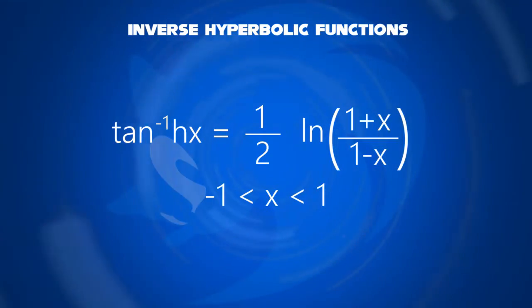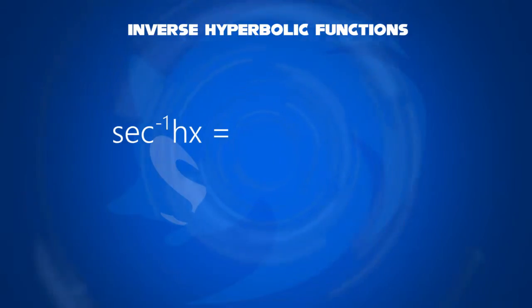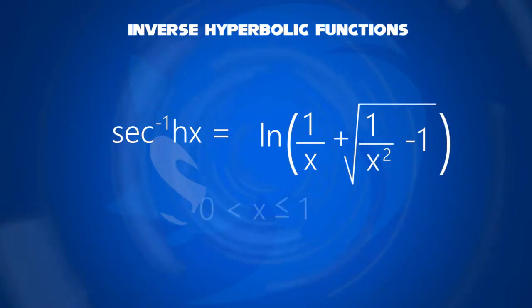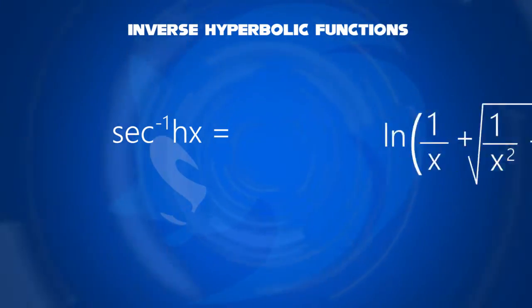The first three are normal hyperbolic values, then the other three have reciprocal hyperbolic values, actually applying arc functions. Next, inverse sech x equals natural log of 1 by x plus square root of 1 over x squared minus 1, where x must be greater than 0 and less than or equal to 1.